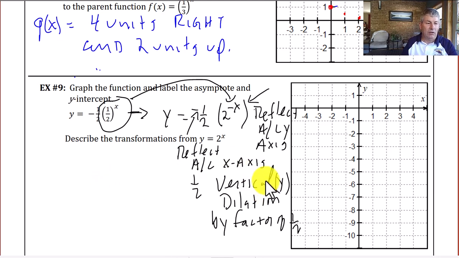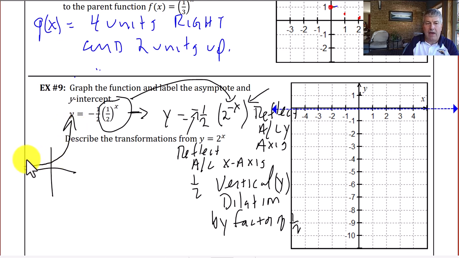So what does that look like? Well, in the end, it is going to keep our horizontal asymptote at 0. And we're doing a transformation of y = 2^x. So y = 2^x is going to look something like that, which means if we reflect everything across the y-axis and then reflect it across the x-axis, we're going to have a graph that looks something like this.